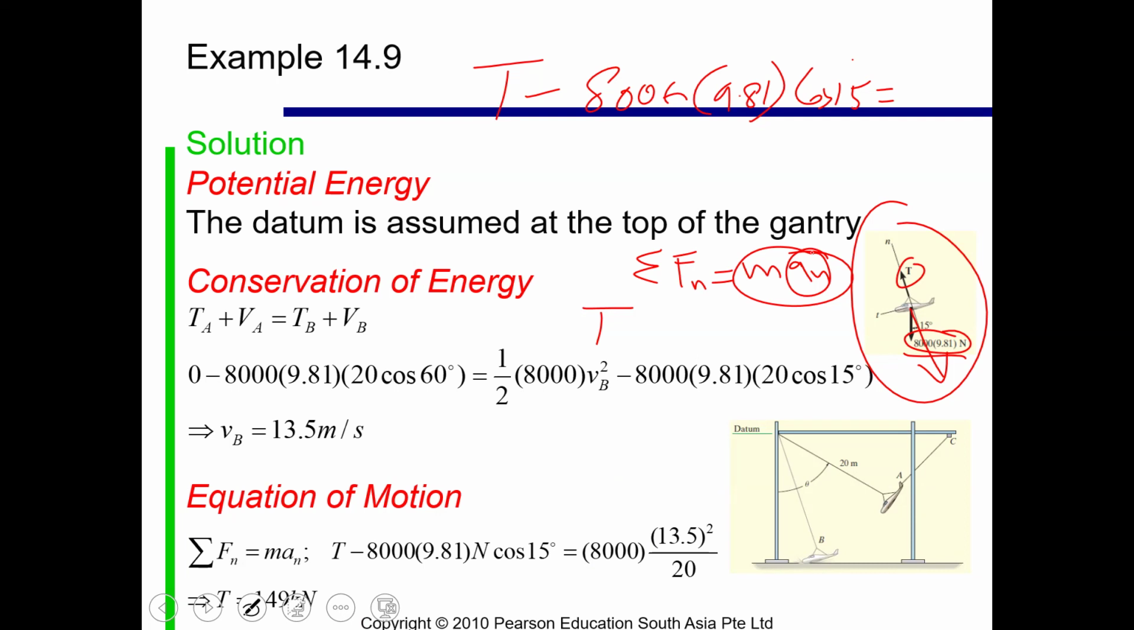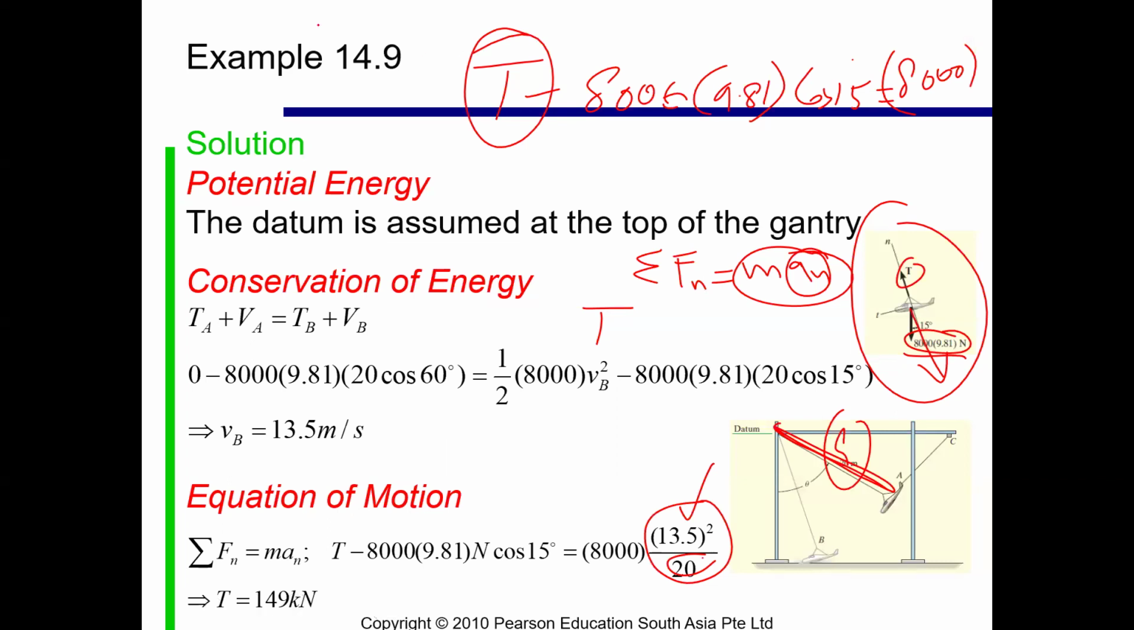The initial part, when we were solving the normal and tangential components, we said that a_n is equal to v square over rho. So m will be 8,000, right? V we have calculated here, 13.5. Rho is the radius of the curvature. This is 20, it's provided as the radius of curvature. So we have everything, and as a result we can figure out the tension in the cable. That came out to be, for me, 145 kilonewton.